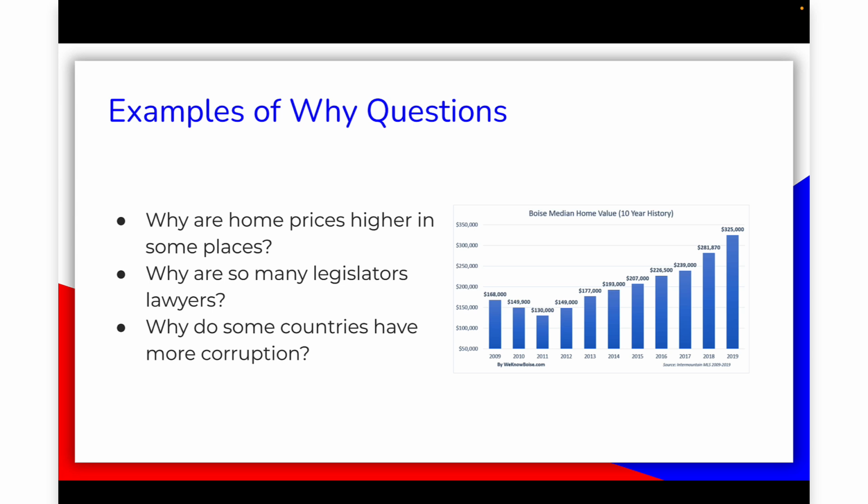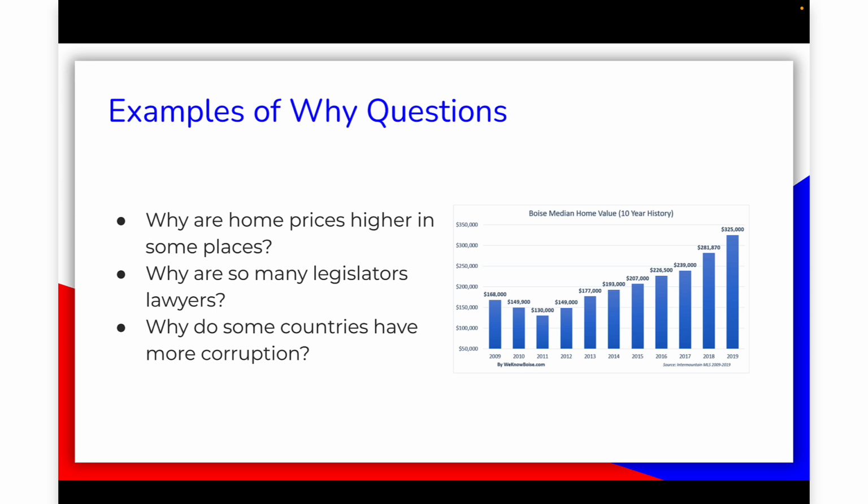Okay, why do some countries have more corruption, right? And so there, the dependent variable is the level of corruption in a country. Okay, there are a variety of ways you could answer these questions, right? But this is an example of a why question. And you can see how it's a little broader, right? Why are home prices higher in some places? There are a variety of reasons that home prices are higher in some places compared to others, right?